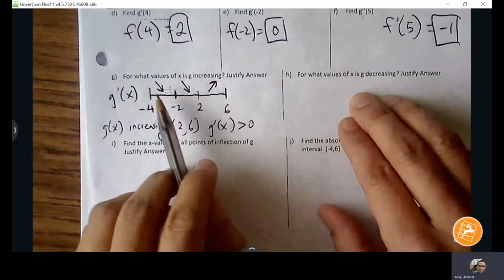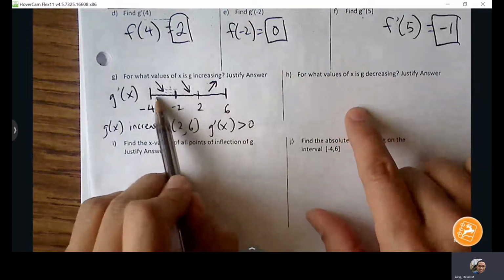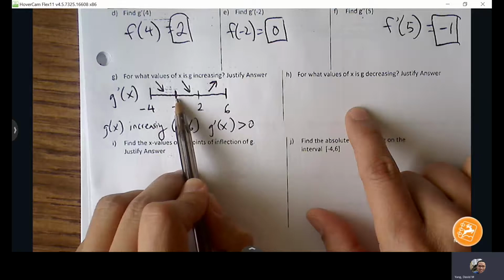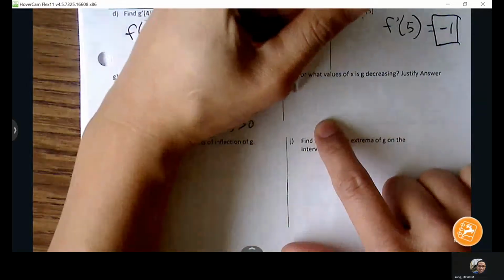Okay, for H, we just rely on the table again, or our sign line again. Make sure you put a union or comma between each subinterval here.